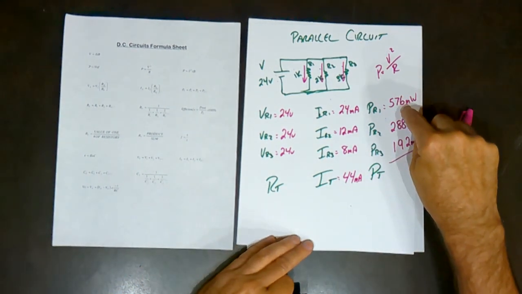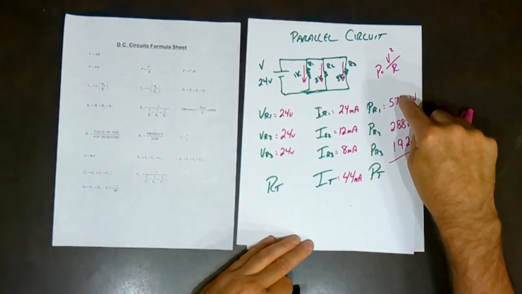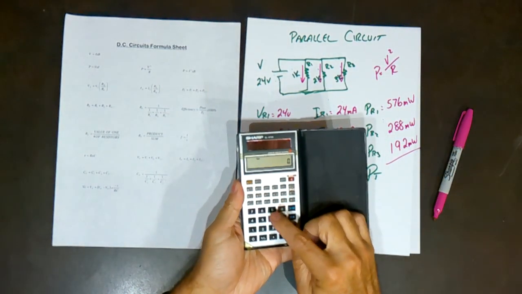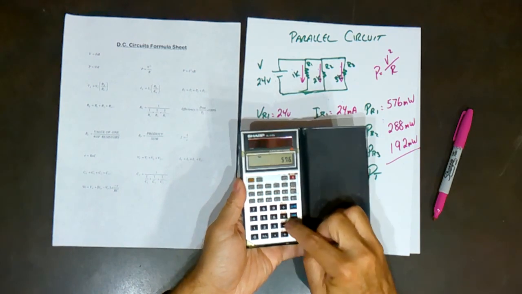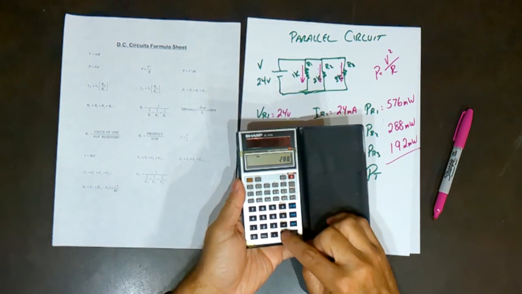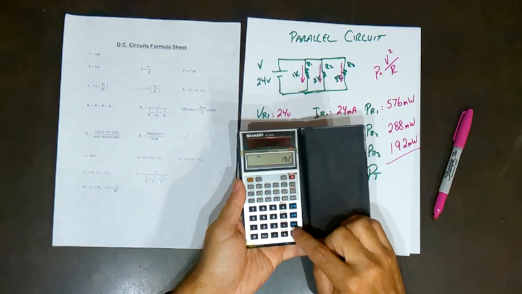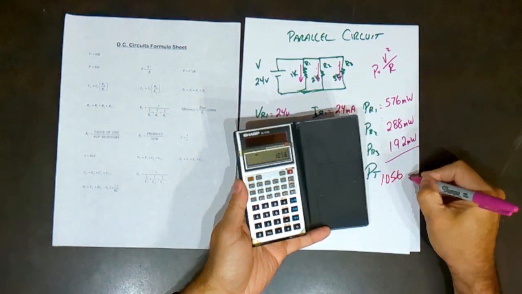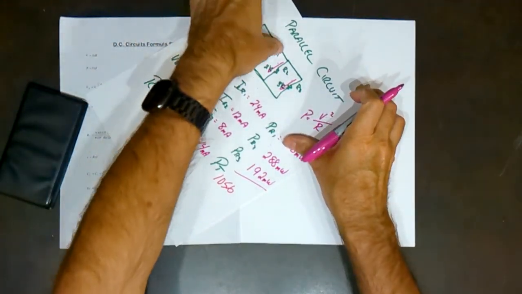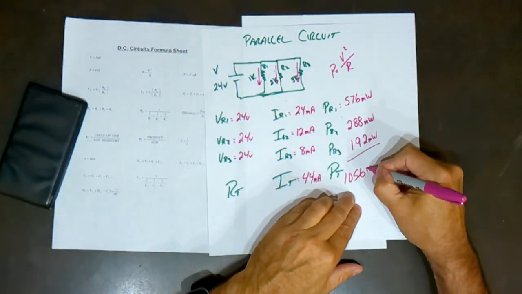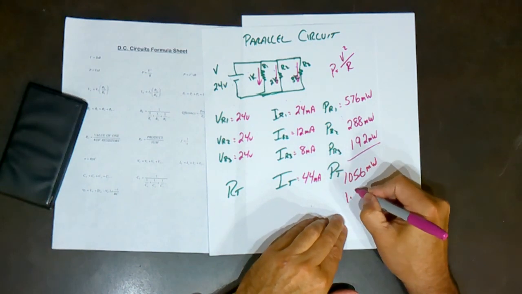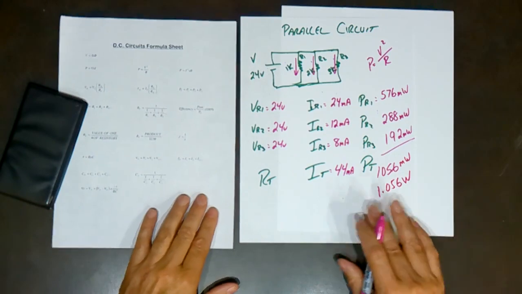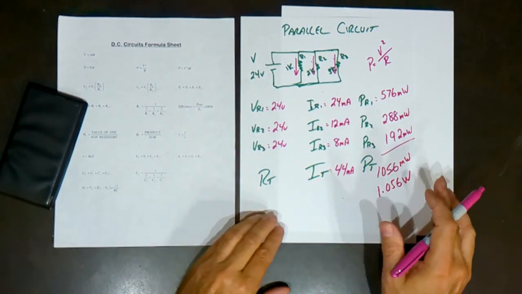Okay, so now we're just going to check for the total power. So we're going to add all of those up. We're going to get 576 plus 288 plus 192 gives us 1,056 milliwatts of power, or 1.056 watts of power.